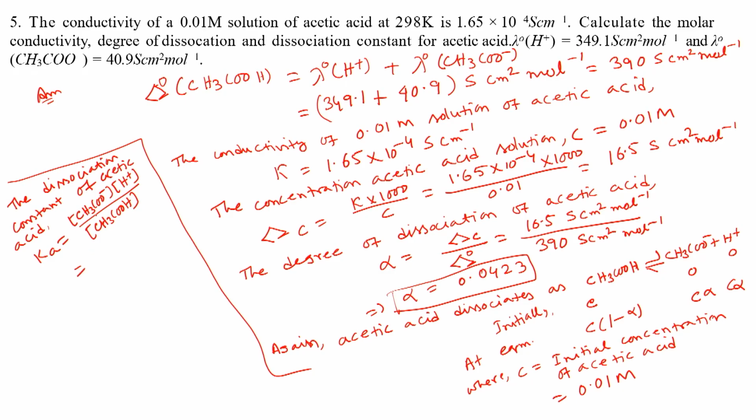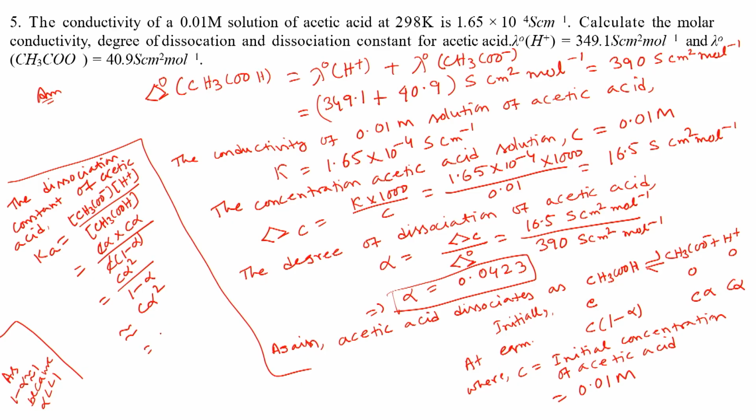Now, the concentration of acetate ion is C alpha. So, C alpha times C alpha by C times 1 minus alpha. So, we get C alpha square by 1 minus alpha. So, we can approximate this as C alpha square, as 1 minus alpha equals to 1, we can consider, because alpha is very small compared to 1. So, we can approximate 1 minus alpha as 1 only.